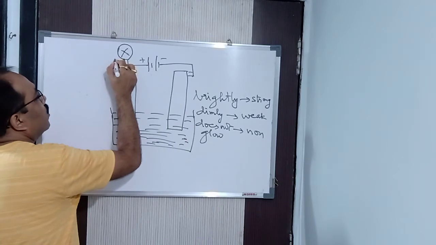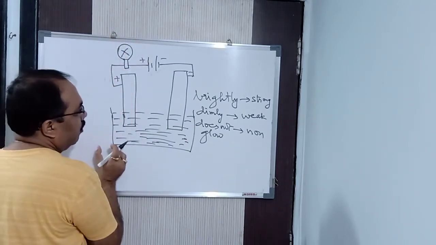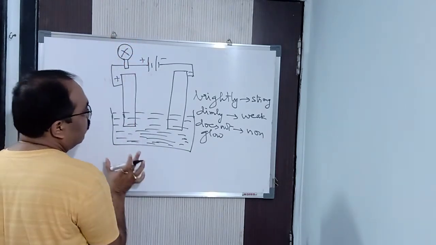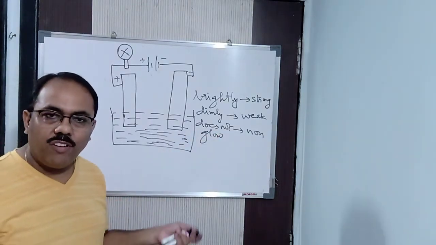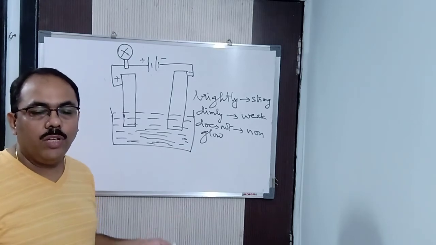So if the bulb is glowing brightly, it's a strong electrolyte. If the bulb is glowing dimly, it's a weak electrolyte. If the bulb does not glow at all, it's a non-electrolyte. In this way, we find it out experimentally whether it's a strong, weak, or non-electrolyte.